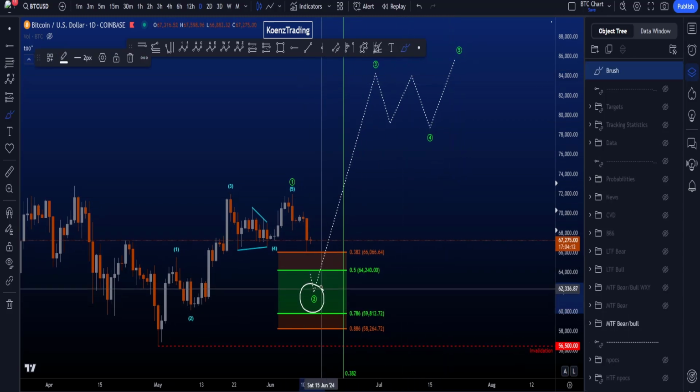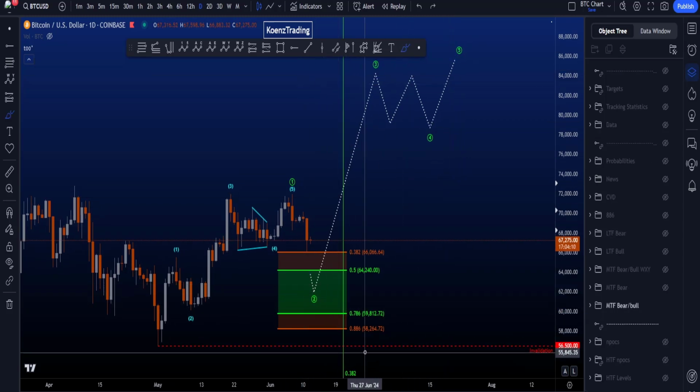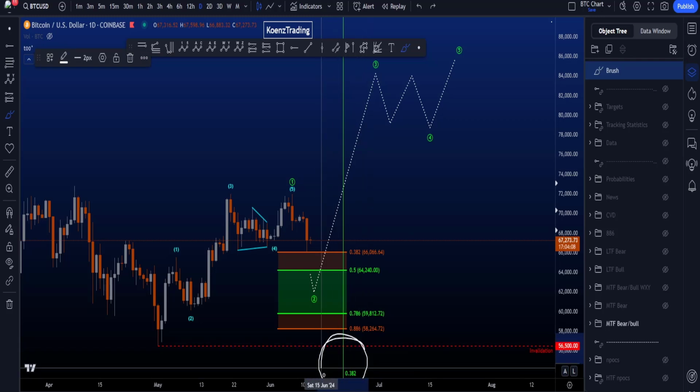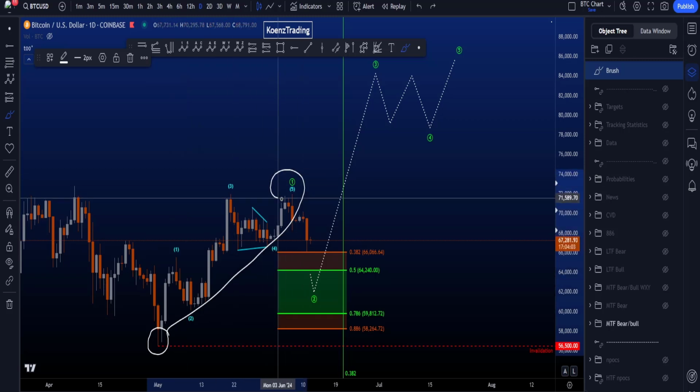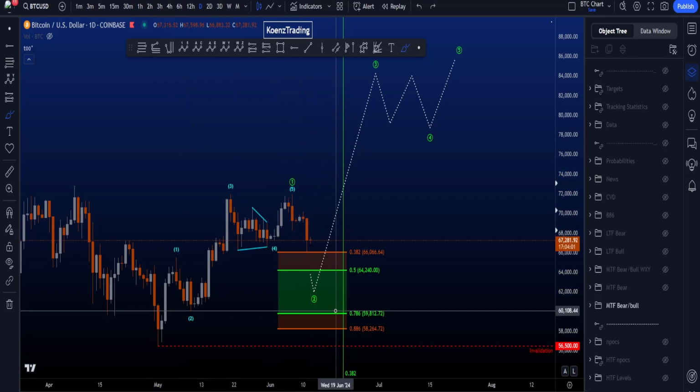Preferably, this wave 2 takes more time, as it is most common for a wave 2 to finish at least after the 0.382 Fib time, taken from the start to the end of the first impulse to the upside. The 0.382 is sitting on Friday the 21st of June.